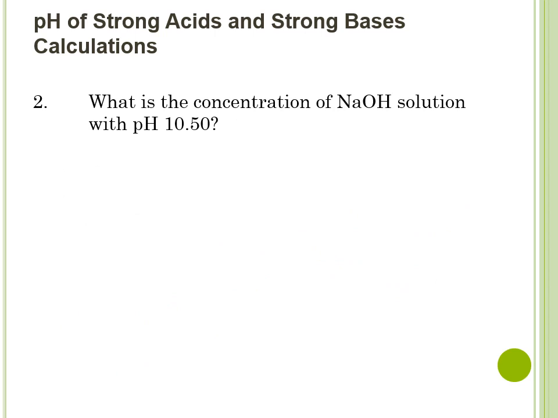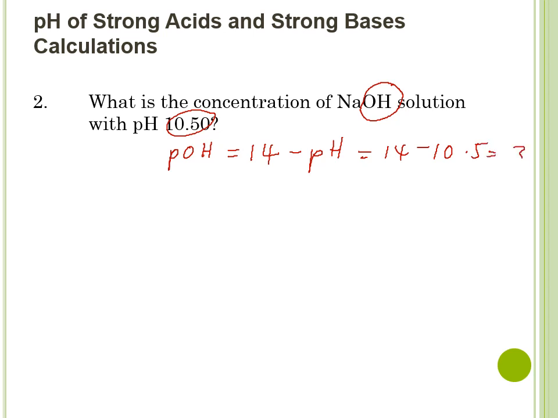Question 2. What is the concentration of sodium hydroxide solution with pH 10.5? First, we need to find pOH because we want to find the concentration of OH-. So pOH equals 14 minus pH, whereby pH is 10.5, and we will get 14 minus 10.5, that is 3.5.